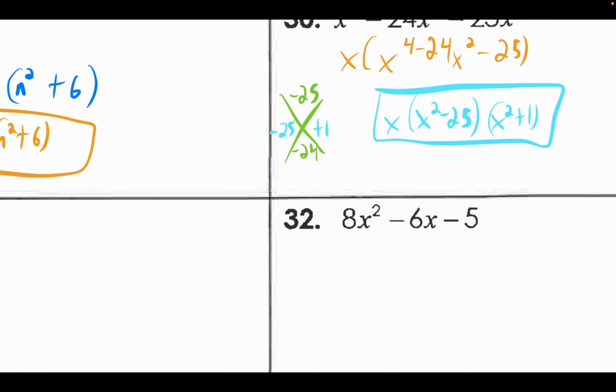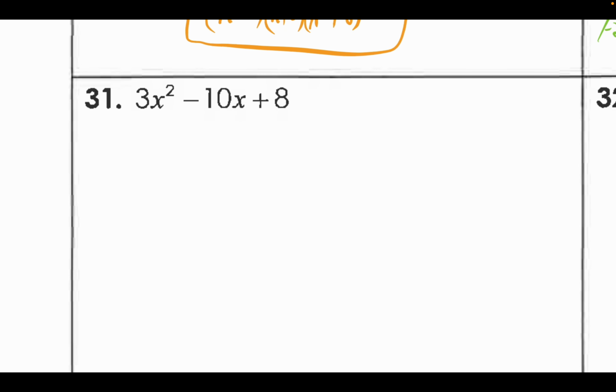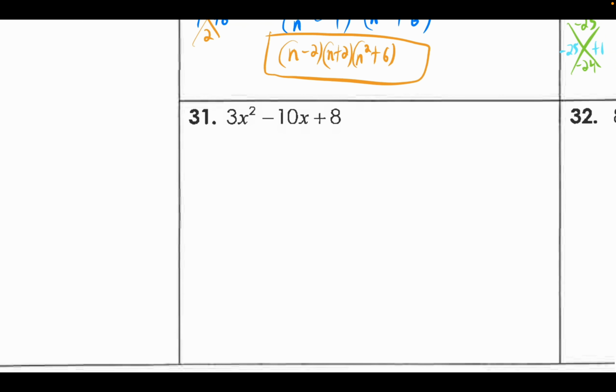Moving on to number 31. 31, we start getting to a point where we have to use something else other than the shortcut. We have to go the long way, unfortunately. So here we'll go ahead and make the x because there's no GCF, and 3 times 8 is 24. Remember, it is a times c at the top, and negative 10 is at the bottom. So finding two numbers that match this will end up being negative 4 and negative 6, multiplying to a positive 24, while adding up to a negative 10.